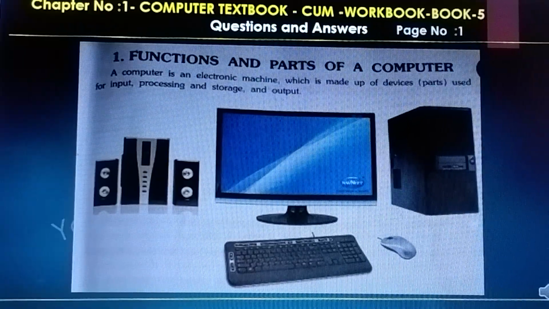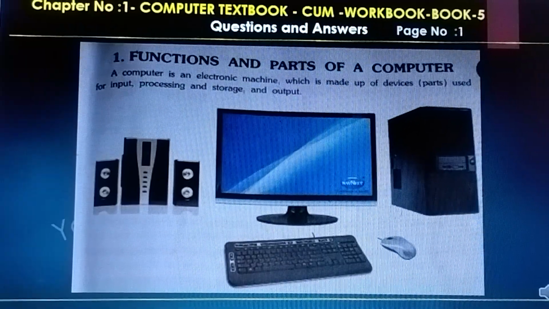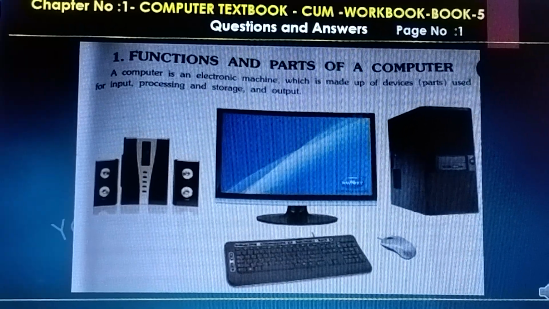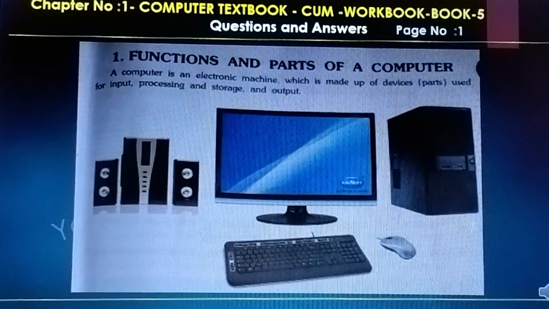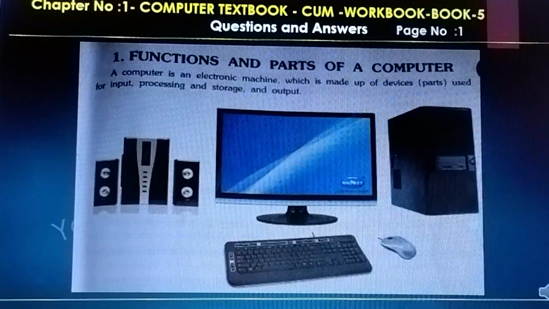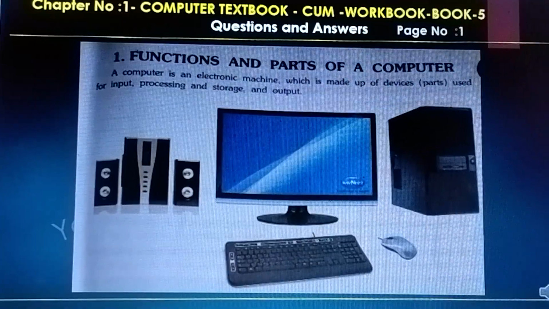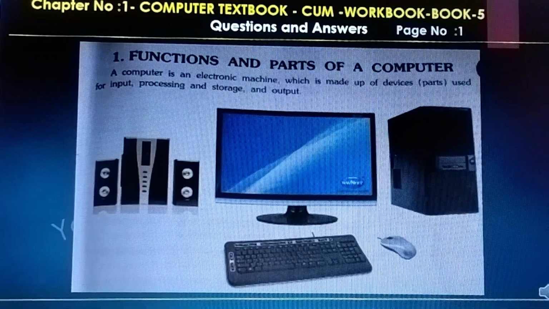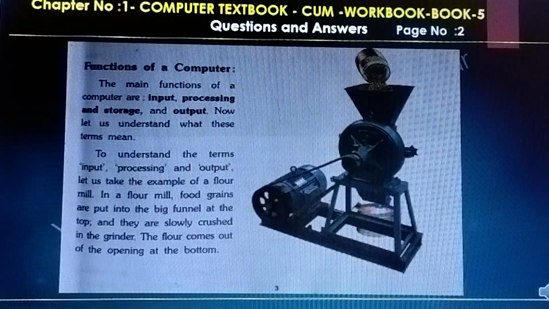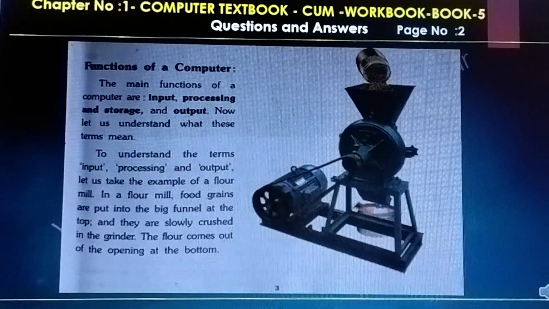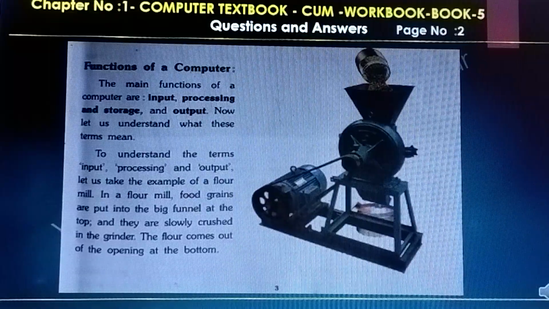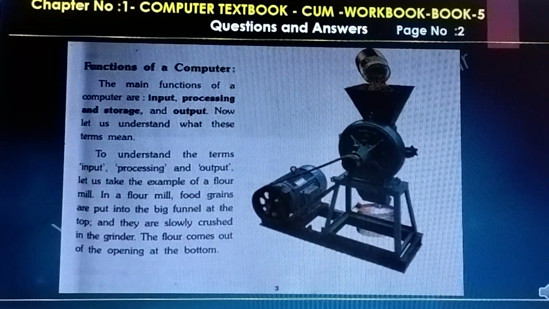Chapter number 1: Functions and parts of a computer. A computer is an electronic machine which is made up of device parts used for input, processing, storage and output. Functions of a computer. The main functions of a computer are input, processing, storage and output.